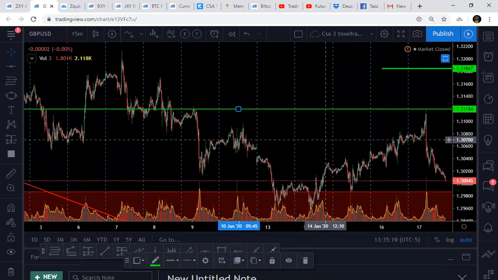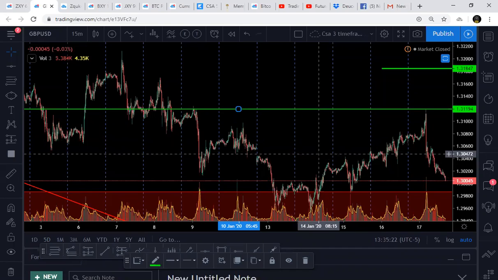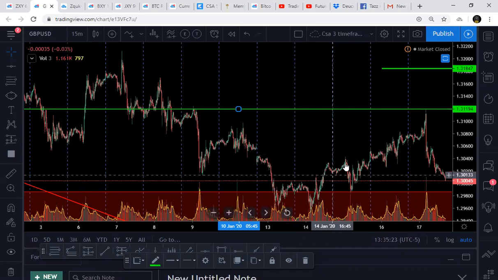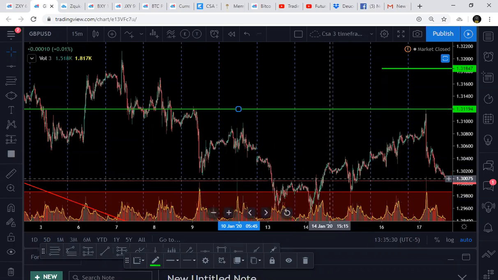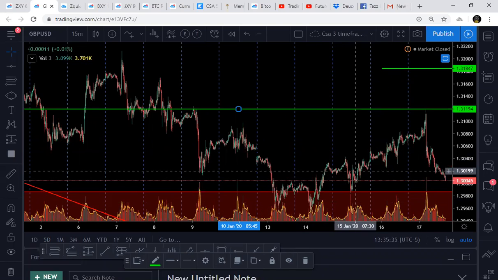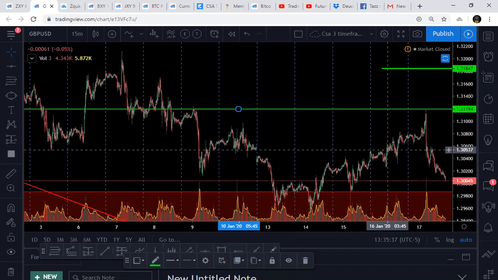Now, another thing, a quick tip that may help you is, say you get in a trade and you start going up and it's going in a profit, say here, you're up to about here. Well, move your stop loss up. Always protect your capital, because you can always get back in the trade once it starts going back in your direction.